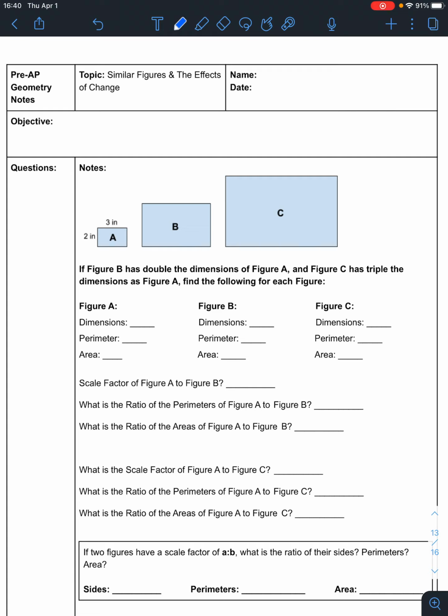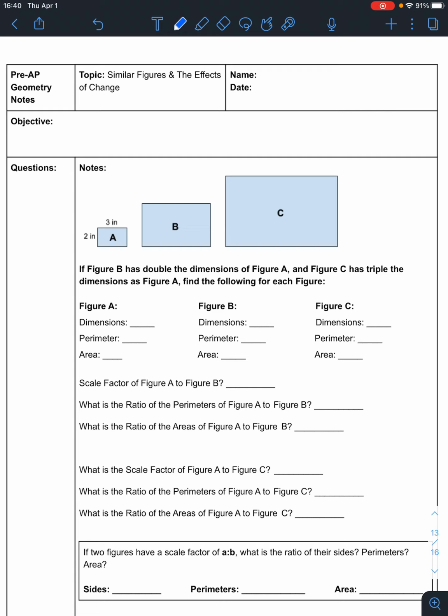So the question we're going to look at today is, say that you have a rectangle that has an area of 20 and your sides are tripled. What happens to the perimeter of that rectangle and what happens to the area of that rectangle?